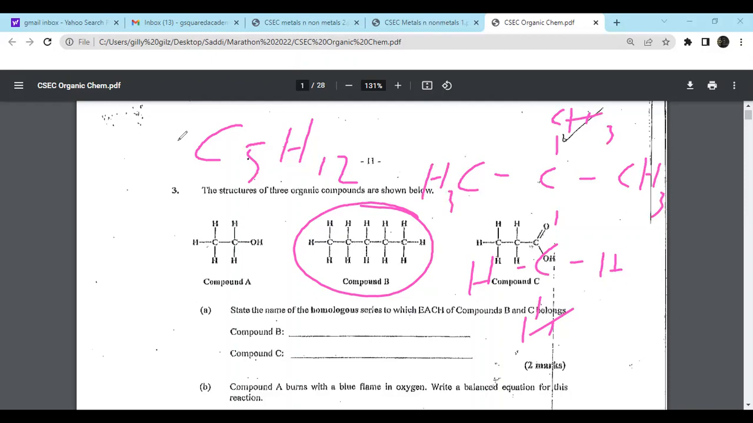So you will realize that these 2 species have the same formula. Each of them has 5 carbons. You can count it and see. And each of them has 12 hydrogens, but their structure is totally different.